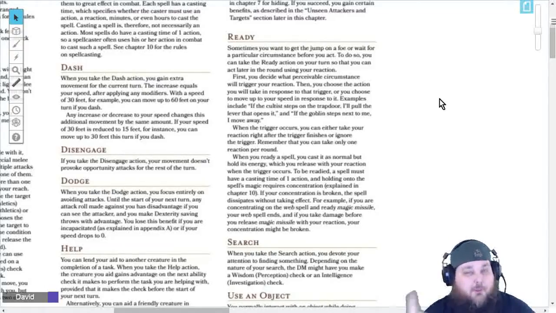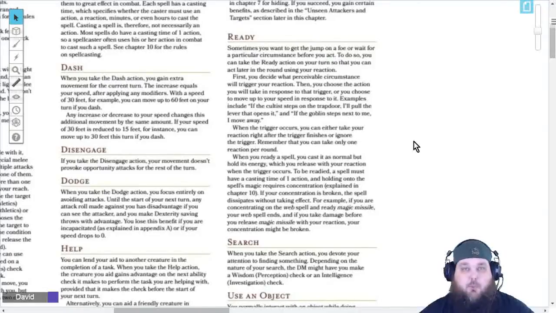Now, you can ready a spell too. You can cast it as normal, and hold on to the energy of the spell before you release it, but you still have to have the trigger, and you have to concentrate on the spell to cast a readied spell. For example, if you already have a spell that needs concentration, and you can read about concentration in Chapter 10 of the spellcasting rules.